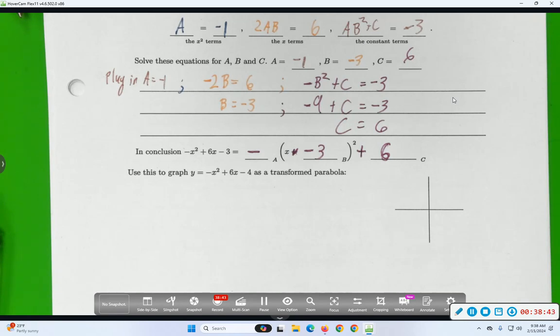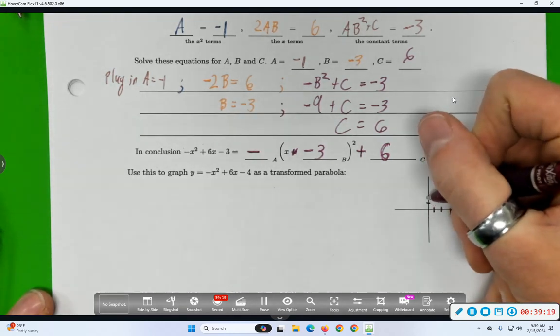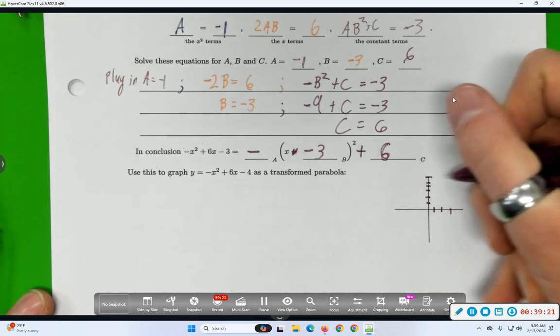Yeah, let's go through the motions. If you wanted to graph this, you could instead graph that. So you start with a parabola, and then you would flip it over the x-axis, upside down, and then move it right 3, and then shift it up 6. So downward opening parabola, shifted right 3 and up 6. Right 3, 1, 2, 3, then up 1, 2, 3, 4, 5, 6.